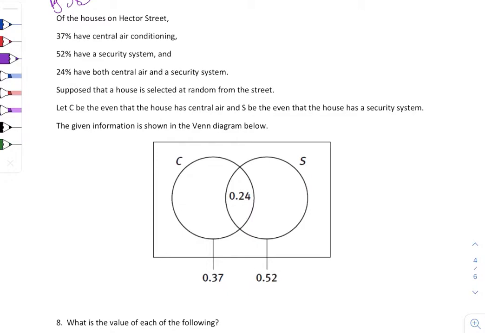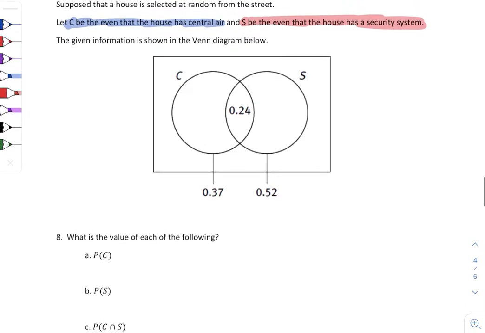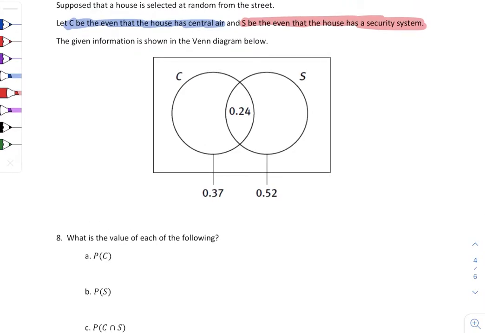Now they're telling us that 37% of the houses have central air, 52% have a security system, and 24% have both a central air and a security system. Suppose that a house is selected at random from the street. Let C be the event that the house has central air. C is central air and S is security. And then we have this Venn diagram. So what is the value of the following?